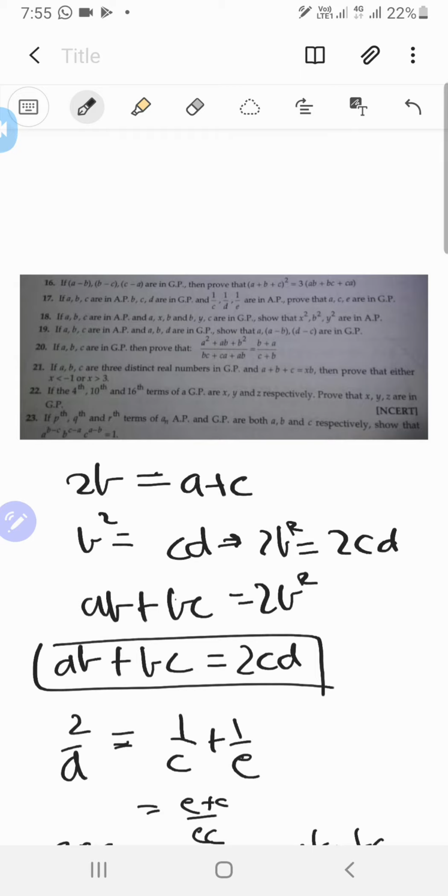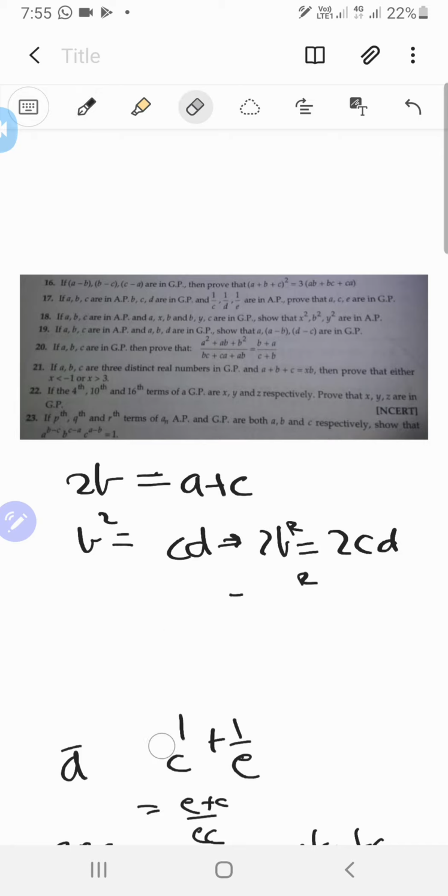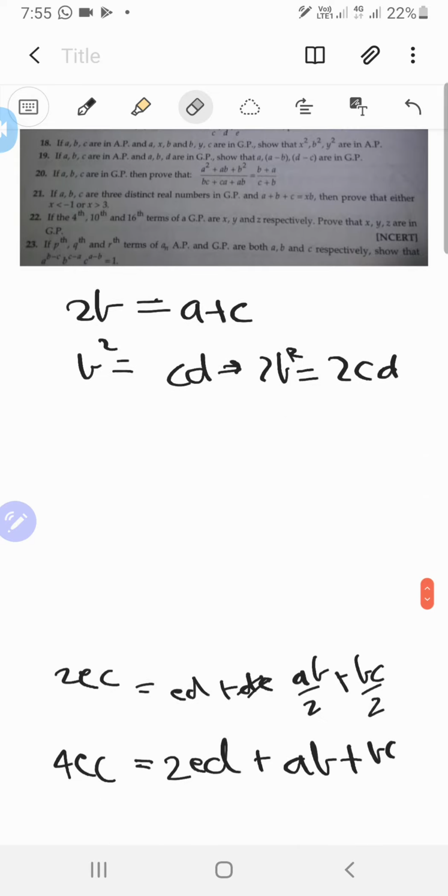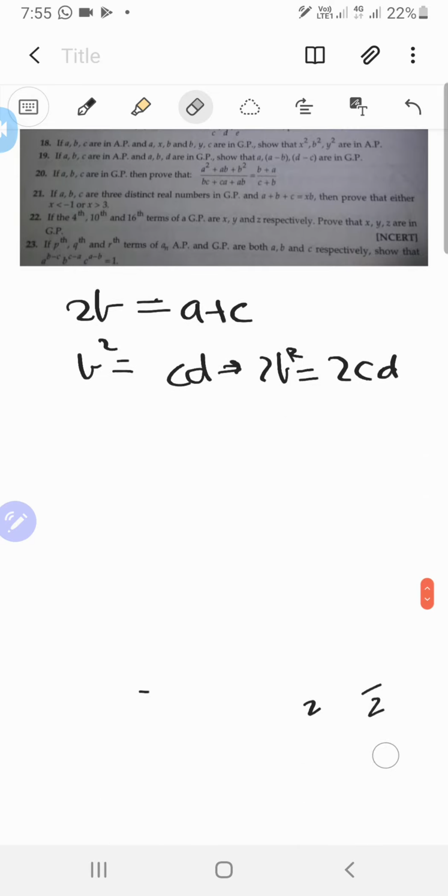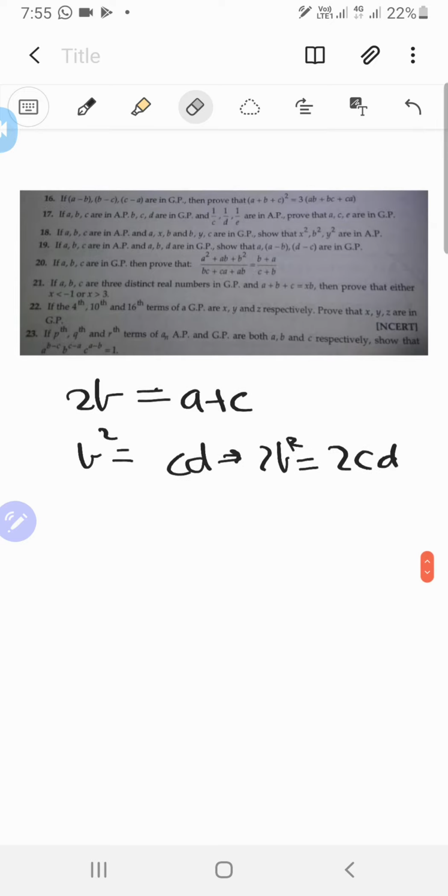These are in AP, which means that 2 by D equals to 1 by C plus 1 by E. We have to prove that A, C and E are in GP. So our final equation should be C square equals to A E. Let's try to eliminate everything else from it. Let's try to eliminate B. Let's try to eliminate some other stuff. So instead of making some equation and thinking that maybe something will come out directly, let's forcefully eliminate some stuff. I think that's the only thing which we can do right now.